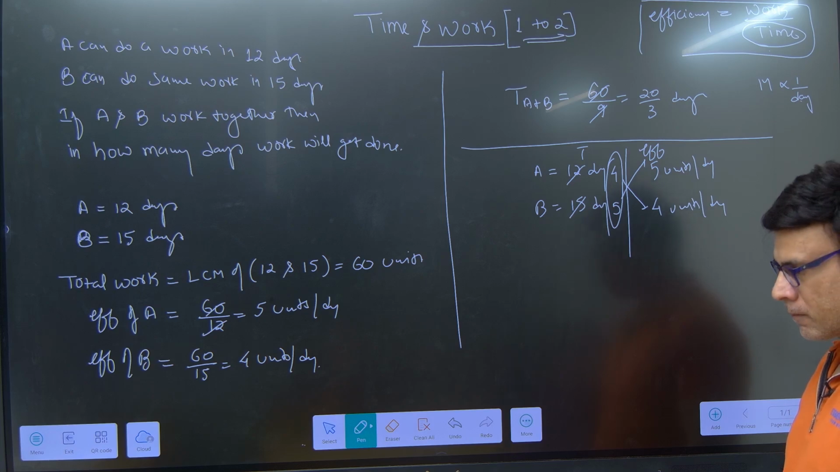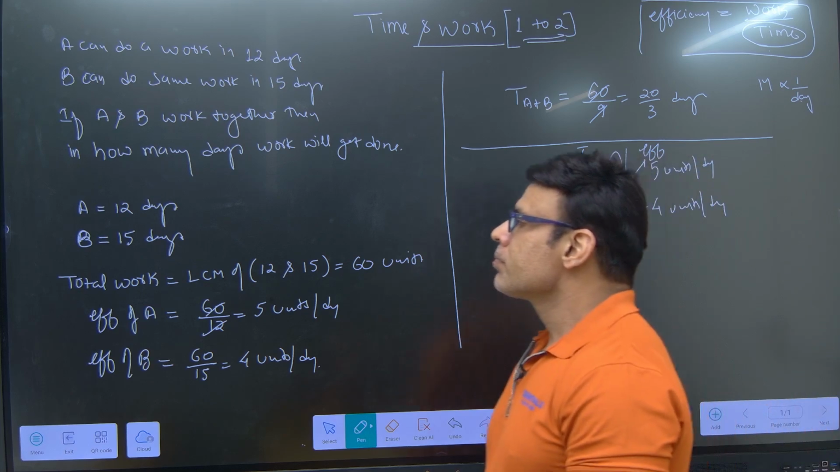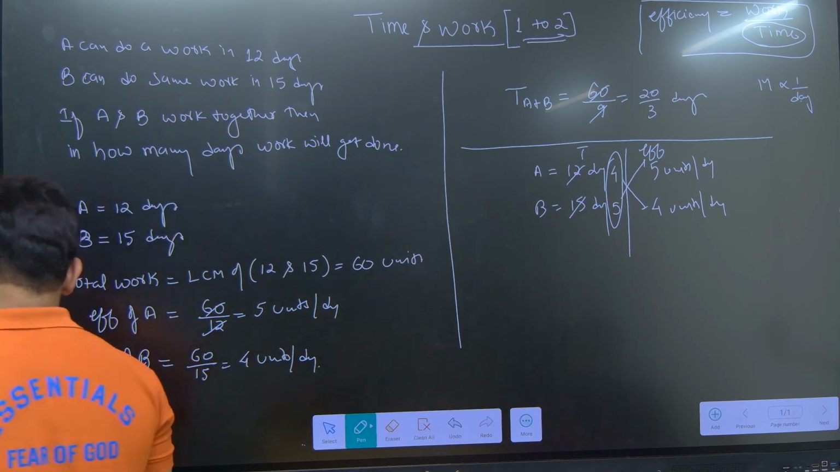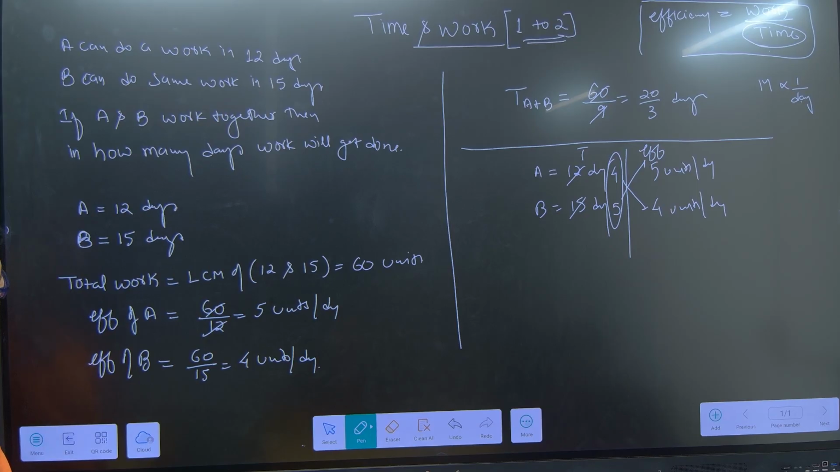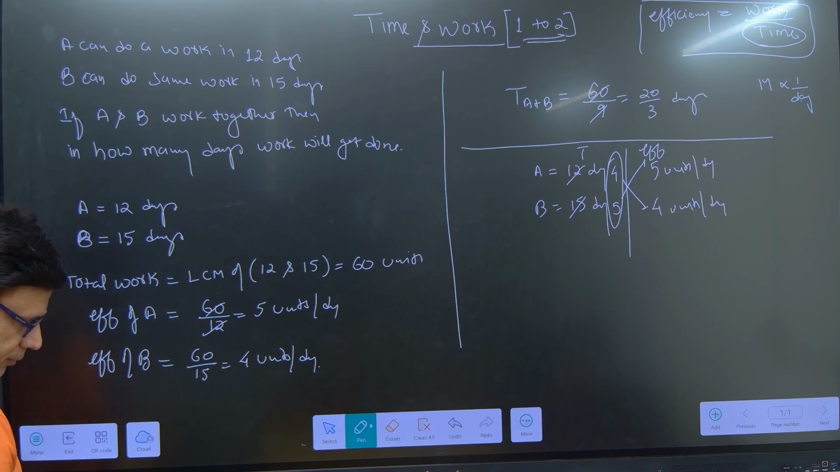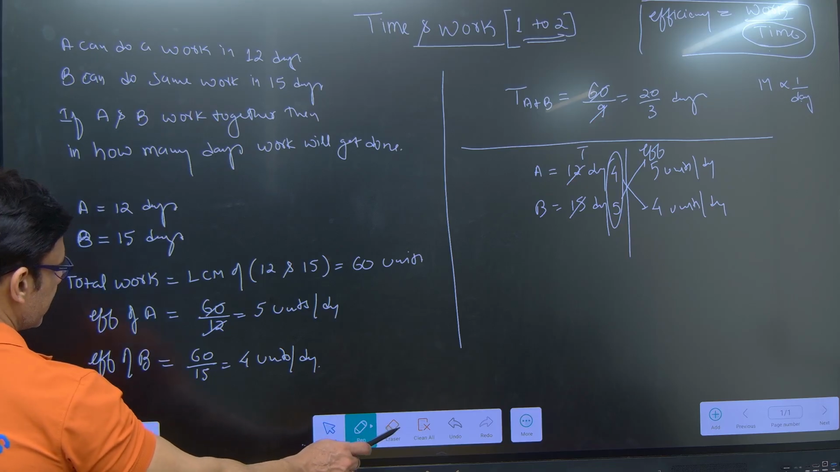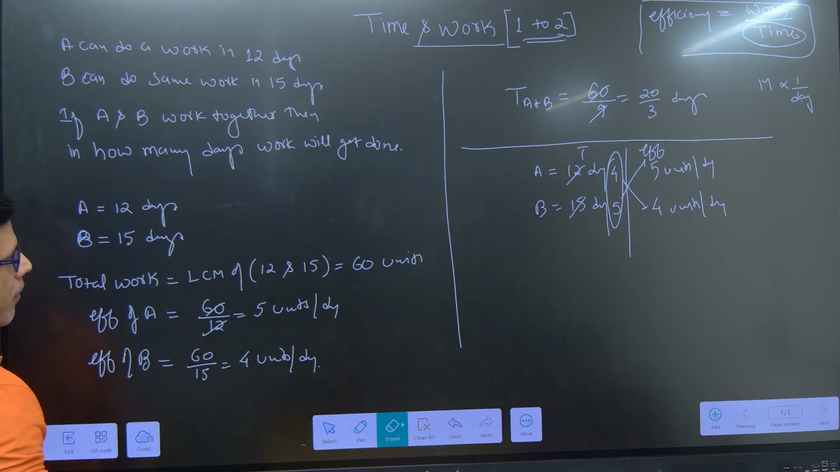Understood? Good. Second case, in such examples, in such cases, we have one more case. What is that? Understood, Viresh? LCM. LCM, you know how to find LCM?